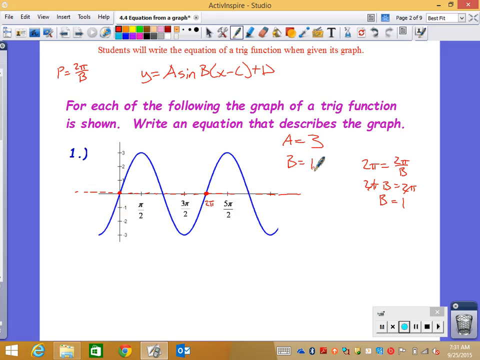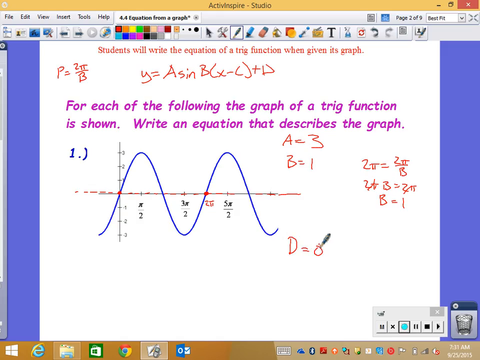Now I'm going to skip c until the end. I always like to do c last. But the d value is: did I vertically shift this at all? That's the simplest to find out. Is the dashed line that I drew on the x-axis or not? If it's on the x-axis, I'm not shifting it up or down. If it isn't, then we have to figure that out. We'll see some examples later. So I get that my d value is 0.